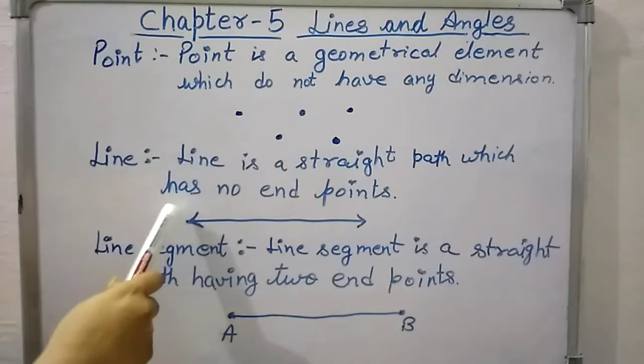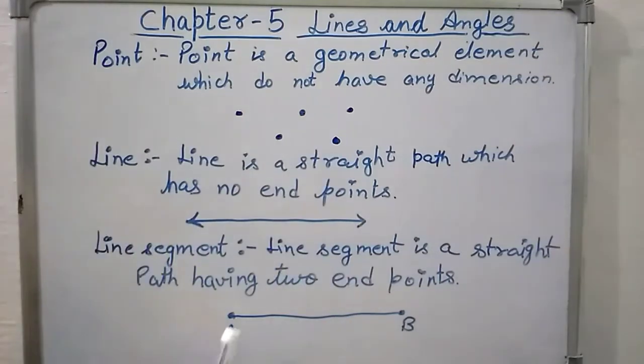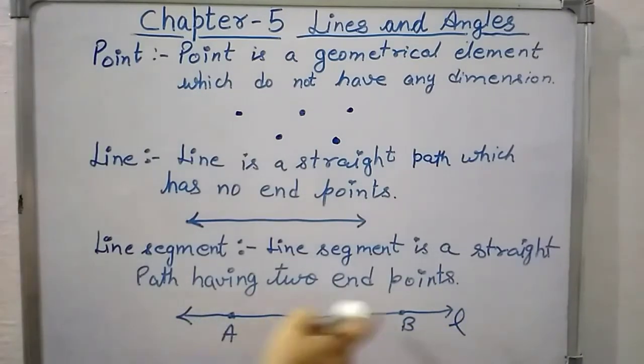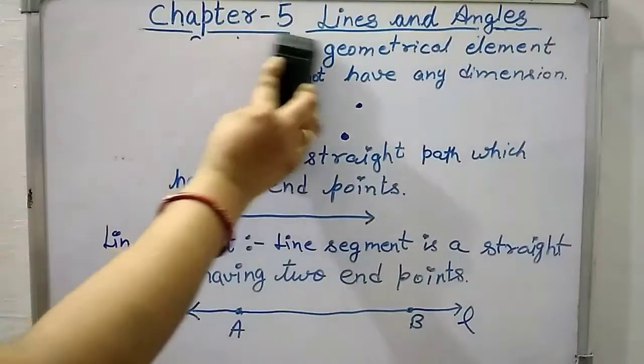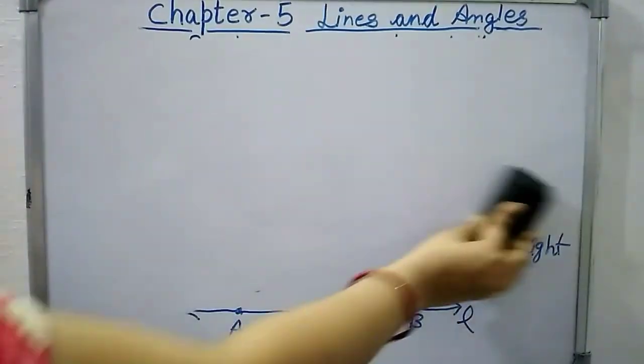As a line can be extended in any direction, this line segment cannot be extended. Or you can say this line segment is part of any line. If I extend it or make it a line, then this is a line L and AB is a segment of it. So line segment is a straight path having two end points. Next is ray. All these points we had studied in our previous classes. This is just to recall our knowledge.